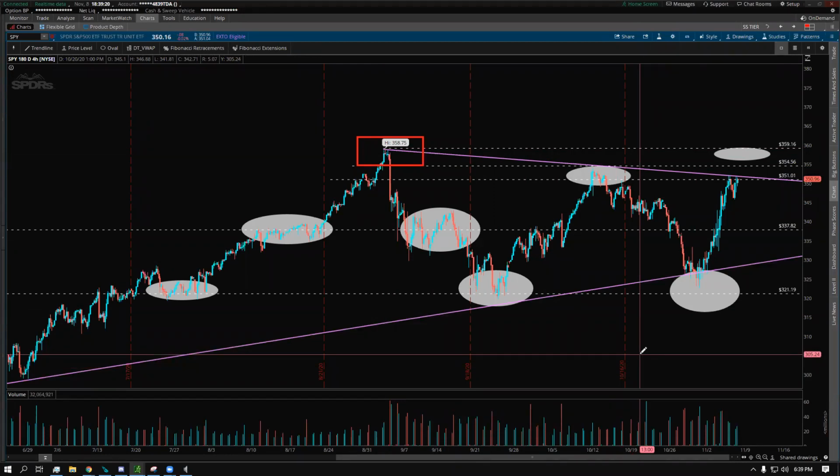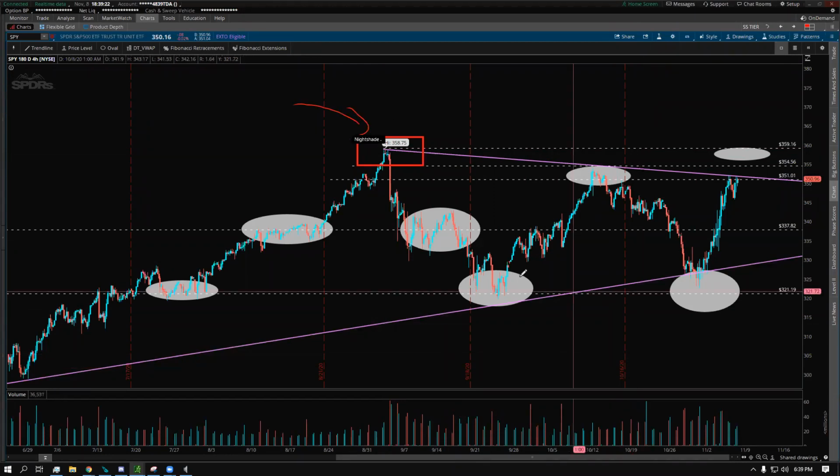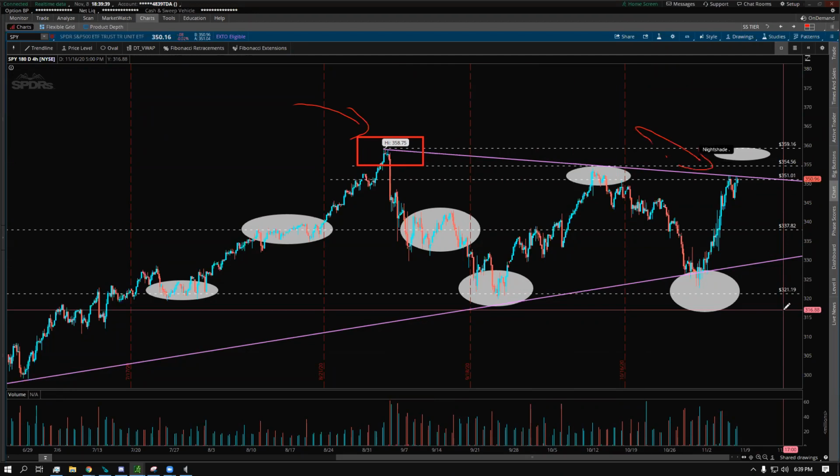The last time we hit this, we sold off very aggressively, right? SPY dropped like $10. So we could form a double top right there. But we'll see what happens, because SPY gapping up above 353 actually breaks our ascending wedge. So that could also be very important.